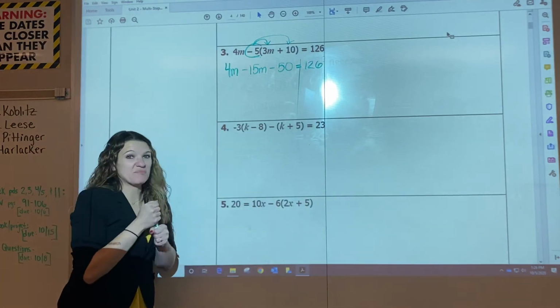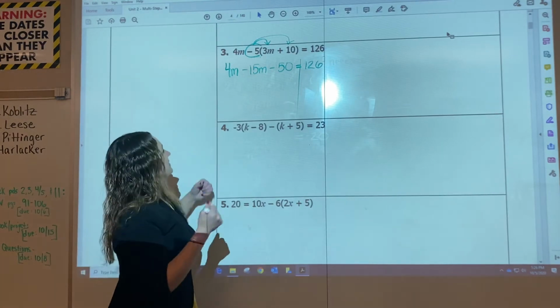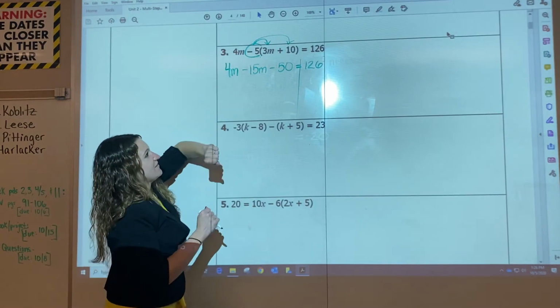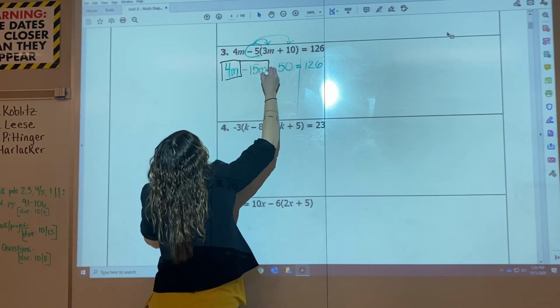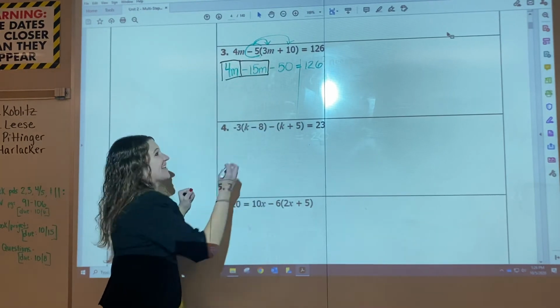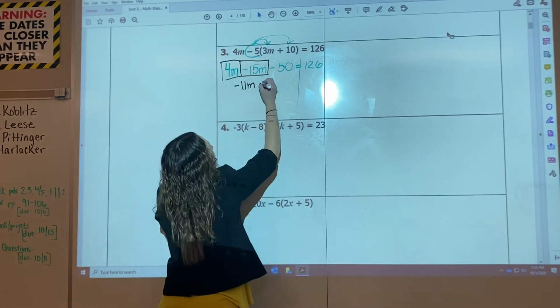Now I'm looking to combine like terms. I do have a set of like terms. It is going to be 4m and -15m. There's one term and the second term. When I put them together, I get -11m. All right, let's bring down everything else.